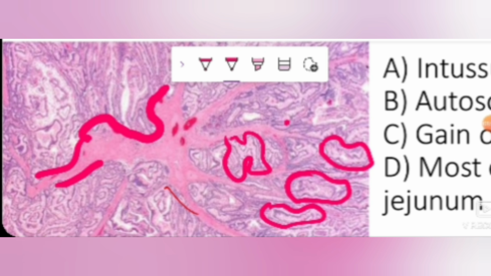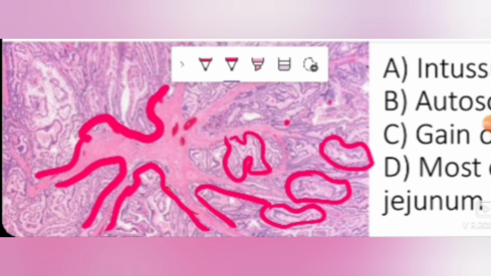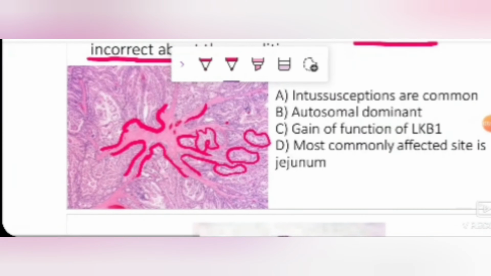What is this pinkish structure that is going? Do you see? It's trying to split these glands like the branches of a tree. Like the branches of a tree go in between. So they are going in between. You know what this is? This is an arborising polyp.